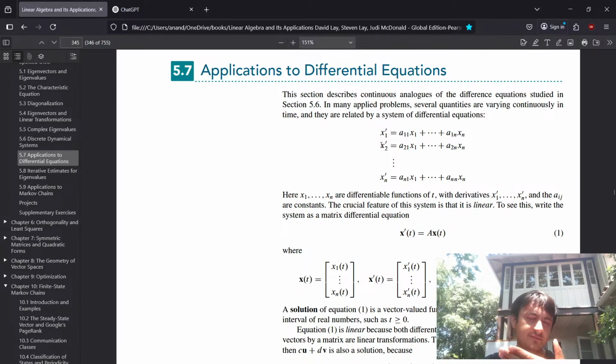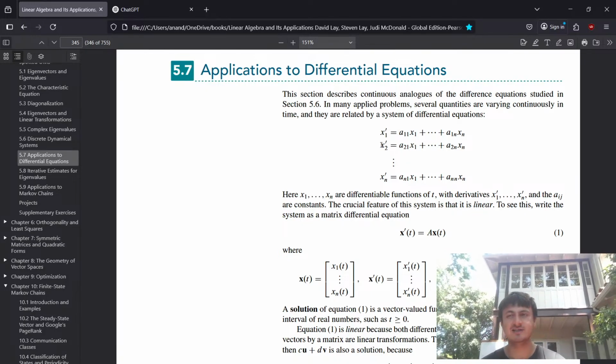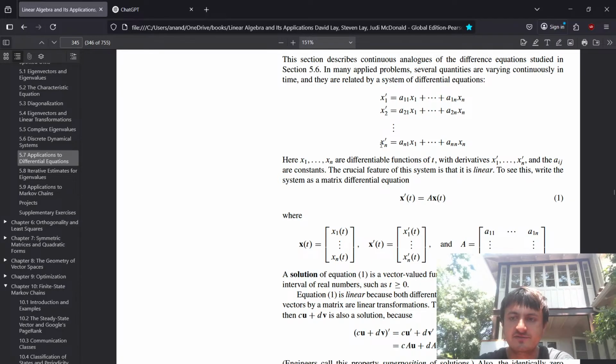Okay, so now let's just read this and then we'll get to the problems. This section describes continuous analogs of the difference equations studied in 5.6. In many applied problems, several quantities are varying continuously in time, and they are related by a system of differential equations. Here, x1 to xn are differentiable functions of t, with x prime 1 to x prime n, and the a_ij are constants. The crucial feature of the system is that it is linear. To see that, write it as a matrix equation.